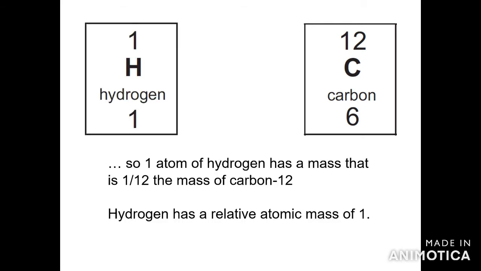One atom of hydrogen has a mass which is 1/12 the mass of carbon-12. Well, that's nice and convenient. Hydrogen has a relative atomic mass of 1. Great, so that's basically the top number you're seeing there. This is what's called the relative atomic mass of hydrogen. It is 1/12 the mass of an atom of carbon-12. The relative atomic mass of carbon is 12. The relative atomic mass of hydrogen is 1.